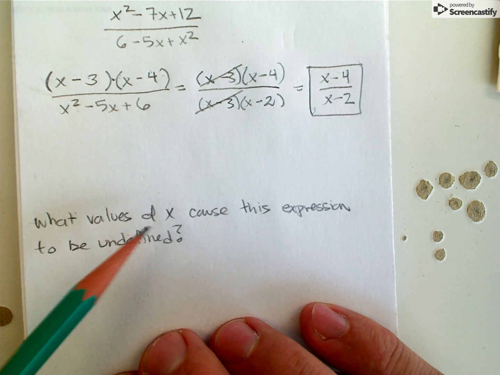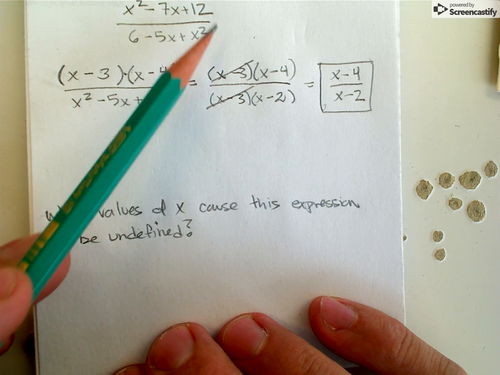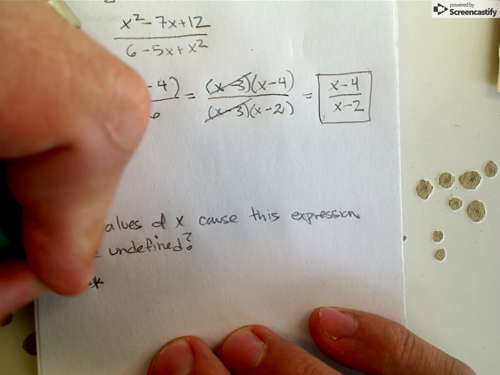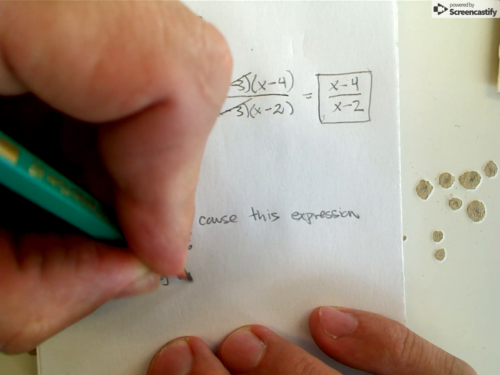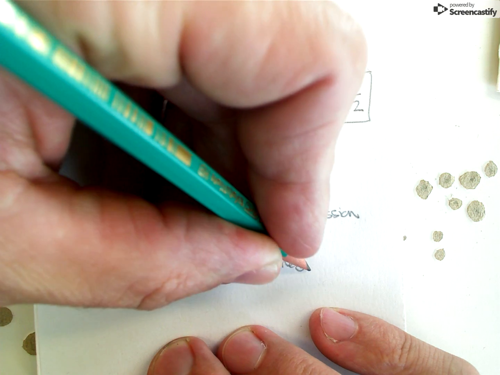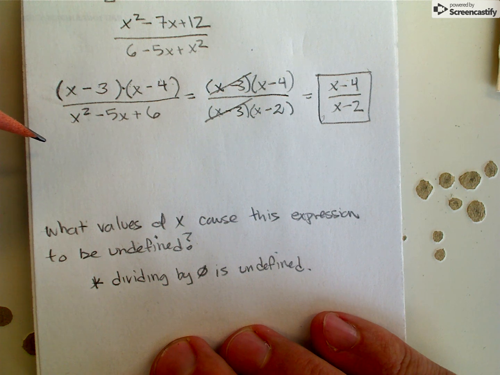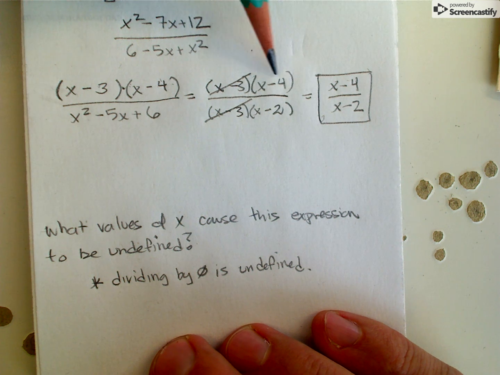Now, what values of x cause this expression to be undefined? And when I say this expression, we're talking about the original expression that we were given. All right, and the first thing to remember is that dividing by 0 is undefined. Okay, so I need to consider all of the values of x that would cause the bottom of this expression to equal 0.